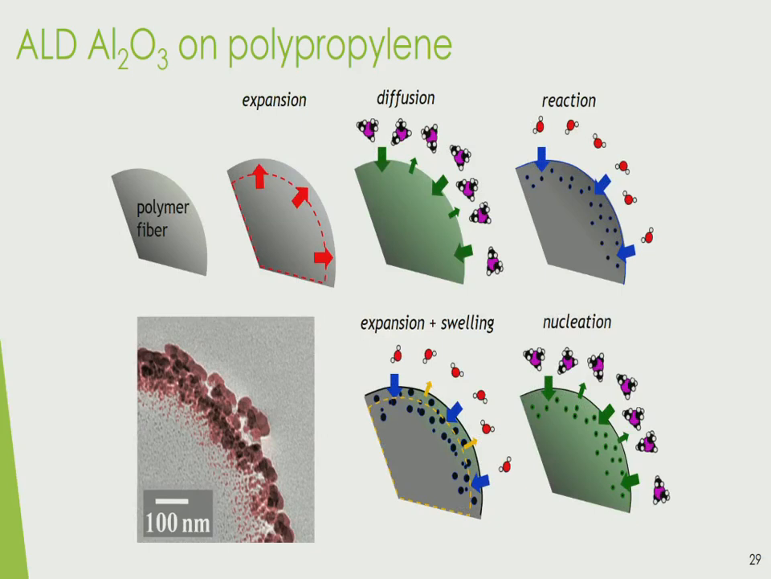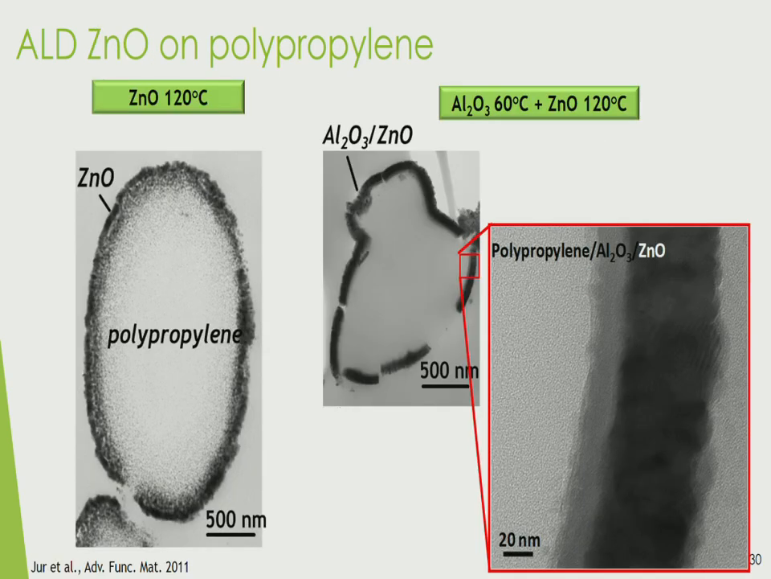So here's the basic mechanism. You get this polymer fiber. It expands out, because polymers expand when you heat them up due to this increase in free volume. You get the diffusion. You have the reaction. It starts to expand and swell, and then you gradually have nucleation at those sites as you do more ALD cycles. So we can use that lower temperature to actually produce nice conformal functional films on the surface.